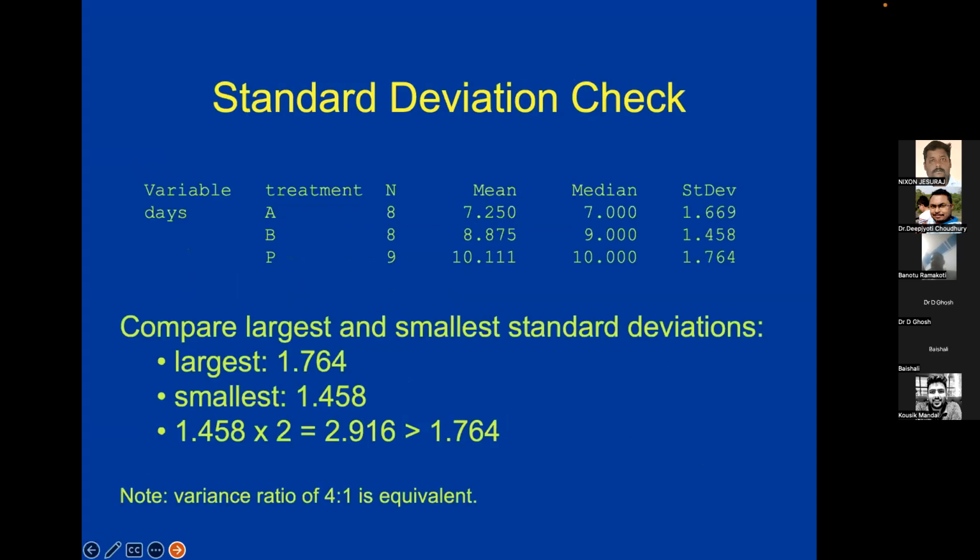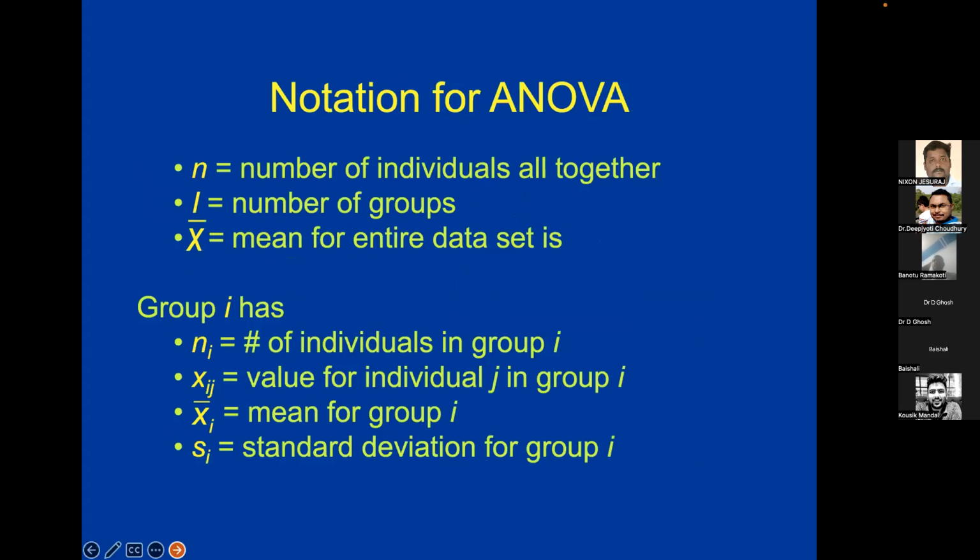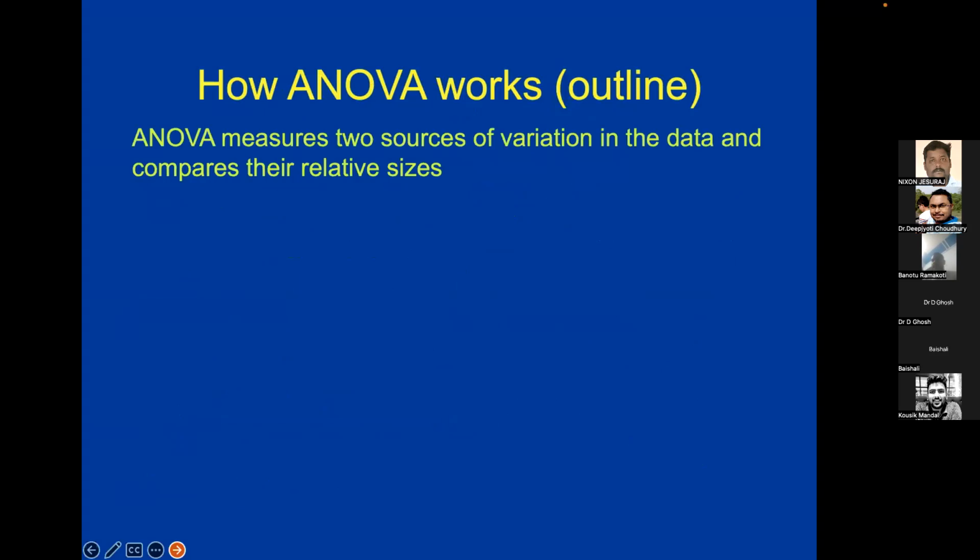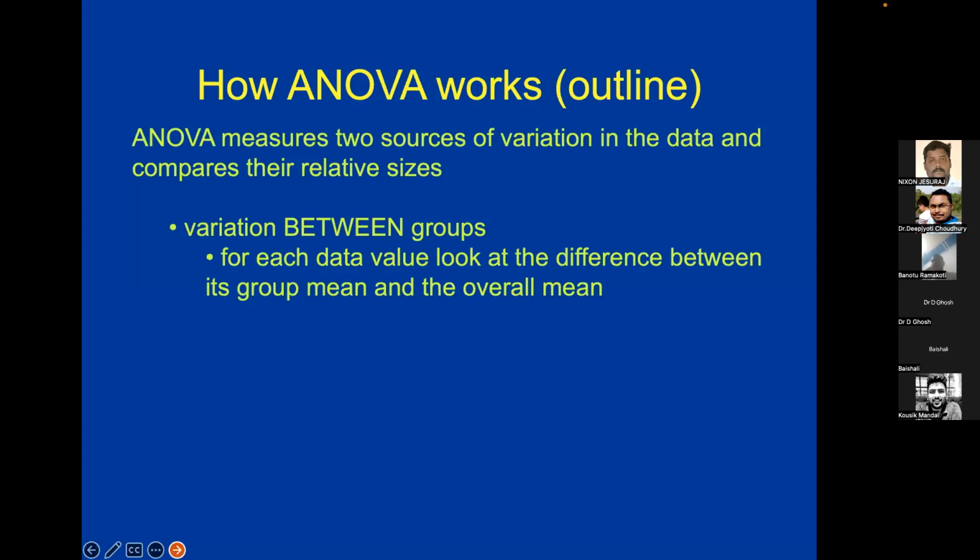Now, here are some of the examples taken from the treatment case earlier. Here we use different notations, and these are the notations I have used. ANOVA measures two sorts of variation in the data and compares their relative sizes. That is the main thing I have already told in the session: one is the variation within groups, the other is the variation between the groups.